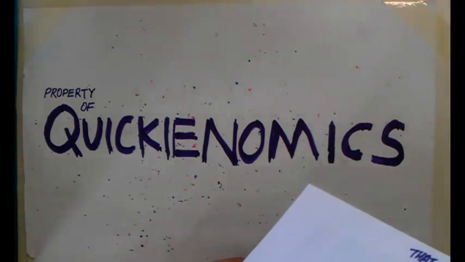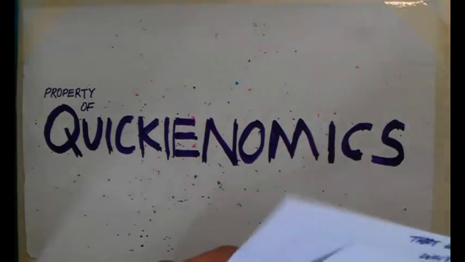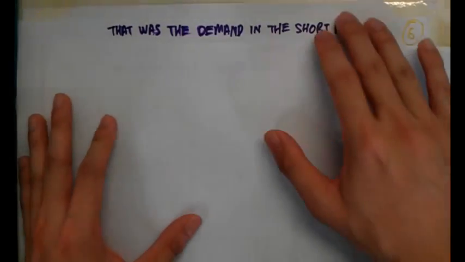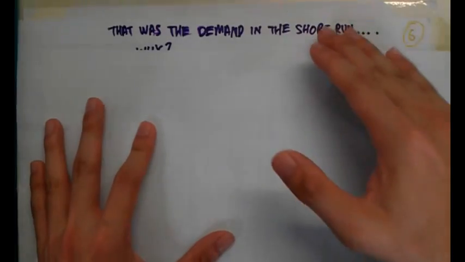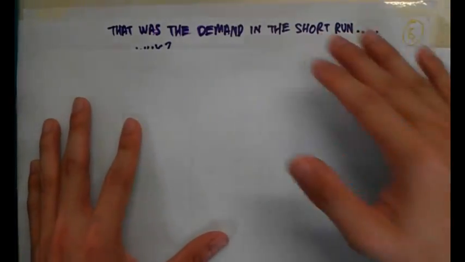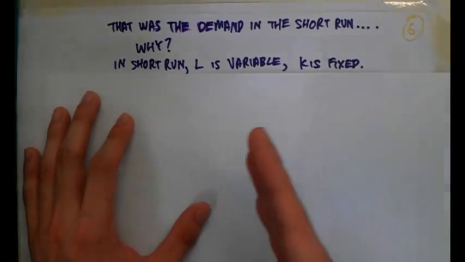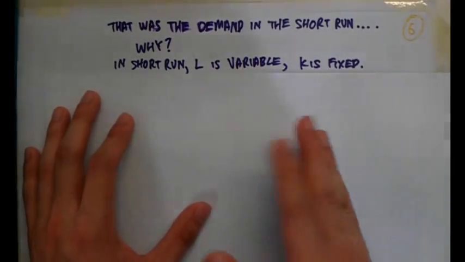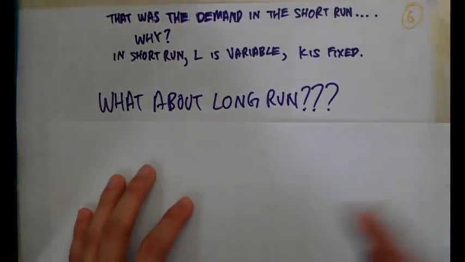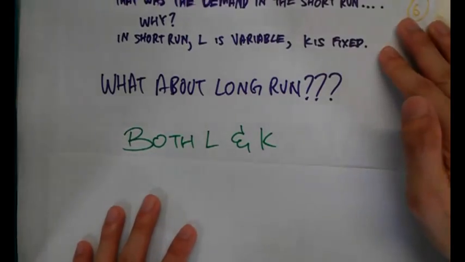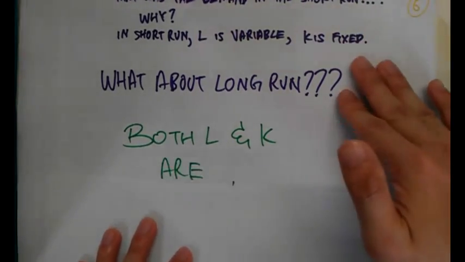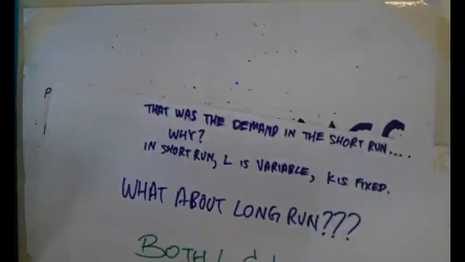Now, do you realize that we were talking about the demand in the short run? Why? Because in the short run, labor can be variable, and what is fixed? Capital. That's right. So that's why in the short run, labor is variable and capital is fixed. So what about in the long run? Both L and K are variable. That's right. So what are the implications?